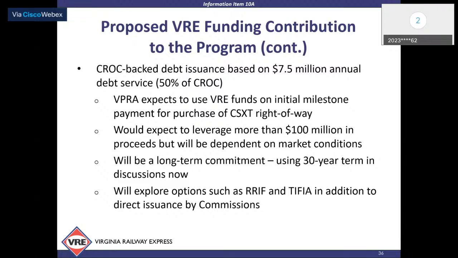We also are not going to limit ourselves to debt issued by the commissions. As you know, we have utilized the RIF program that the USDOT has in the past, previously to purchase rail cars. We recently utilized the Virginia Resources Authority to refi that debt. We will look at those types of options. We will look at TIFIA. We will look at everything to see what is the best option for the commissions and for the rail authority.